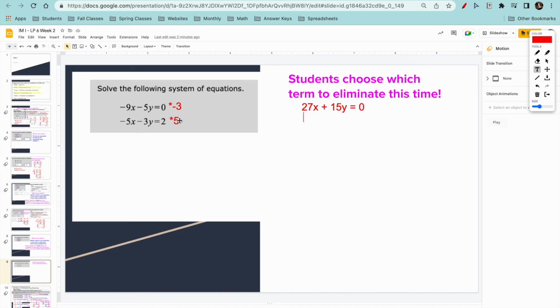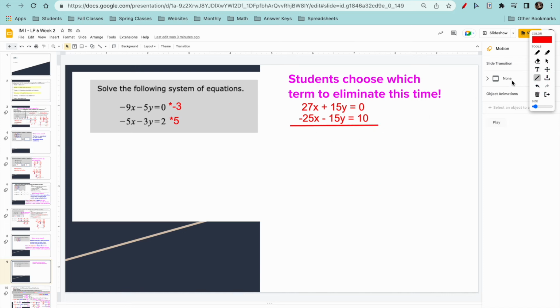All right, so the next one I'm going to go 5 times -5, and I get -25x. And then 5 times -3y, I get -15y equals, and then 2 times 5, I get 10. So make sure when you go through and you're doing this, you're multiplying every single piece by the chosen multiple, okay? So I'm going to go ahead and draw the line.